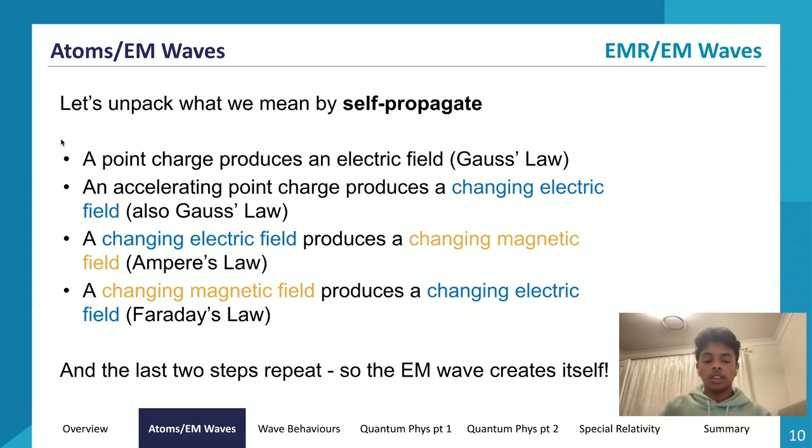As long as you guys understand this logically, then it should make sense. The most important part is the first 2 steps in terms of memorization. You need to be able to link the fact that an accelerating point charge produces a changing electric field. So this is how electromagnetic waves self-propagate.